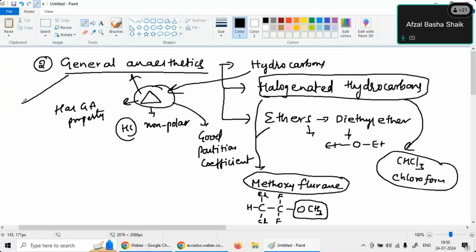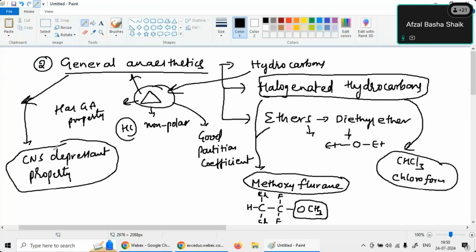So simply remember, a general anesthetic is which type of property? CNS depressant or not? In anesthesia, what happens to the patient? Is the patient active or inactive? Inactive. That means his CNS is depressed or activated? Depressed, right? So general anesthesia is a type of CNS depression. Similarly, you take other drugs like enflurane.